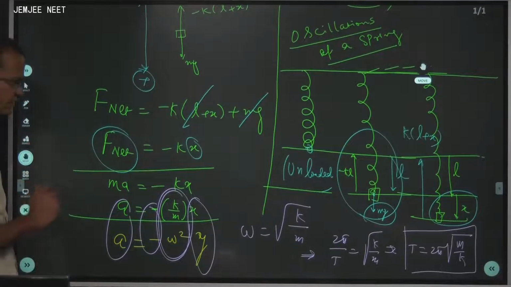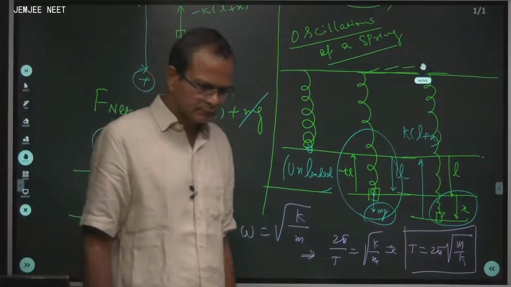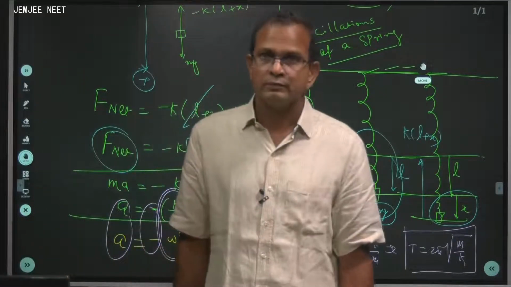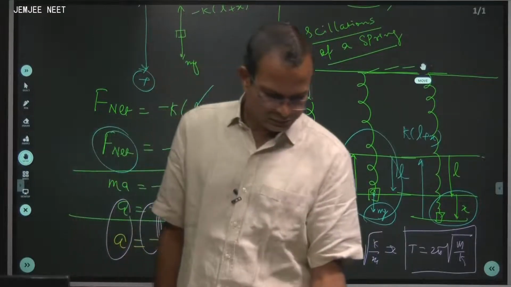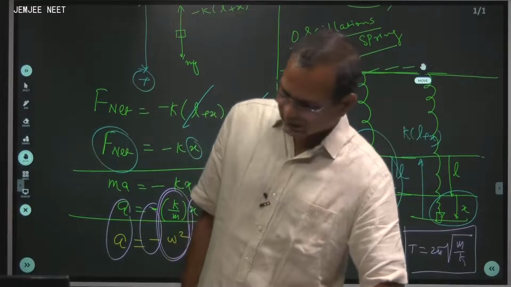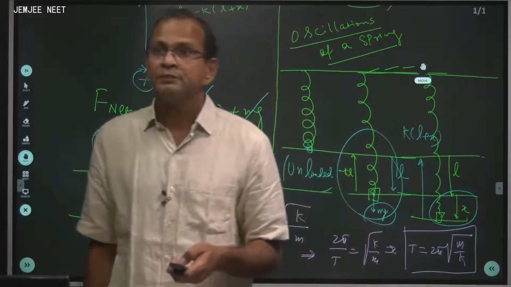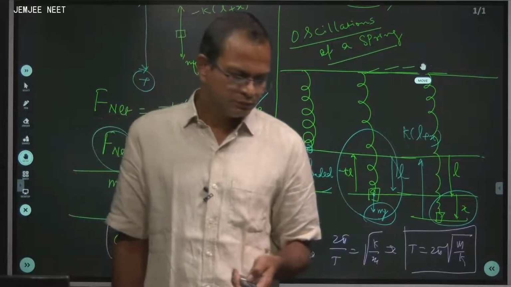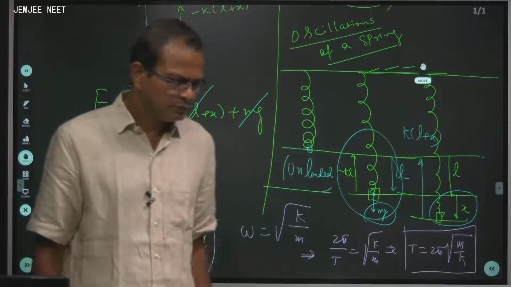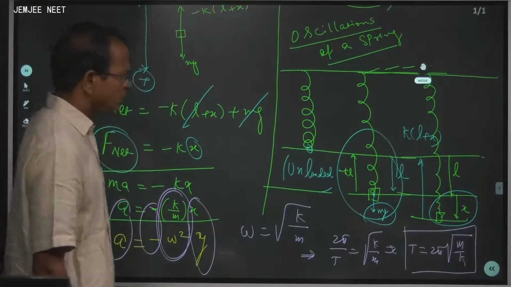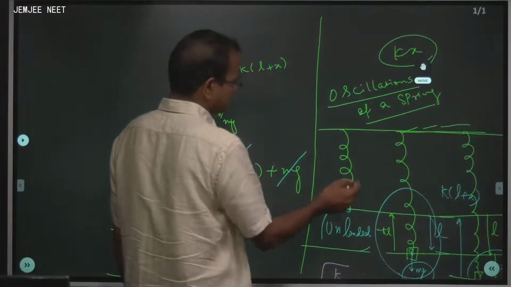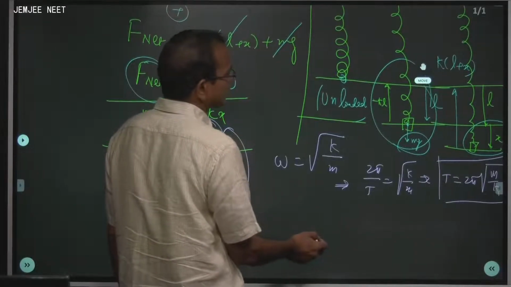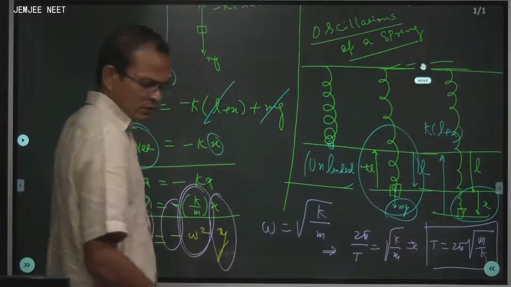Sir, if mg is equal to minus k into L plus x, why is L not getting cancelled? Because already we proved it. Look here: mg is equal to k into L. In the second part of the discussion, we have already proved it.